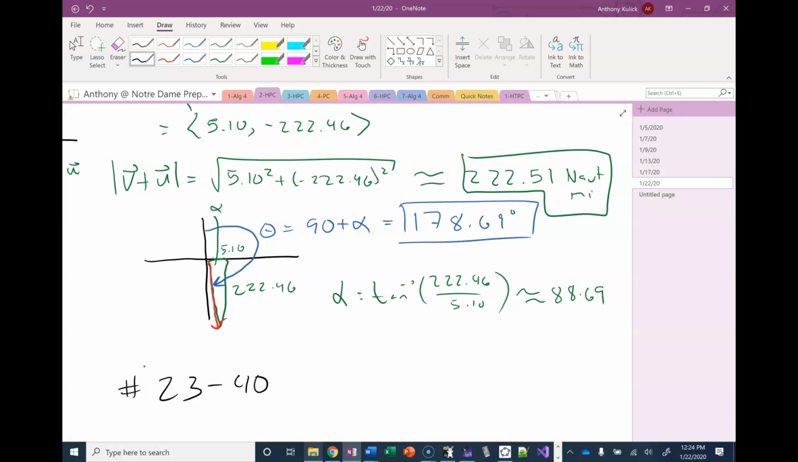So for next time, you guys should do 23 through 40.